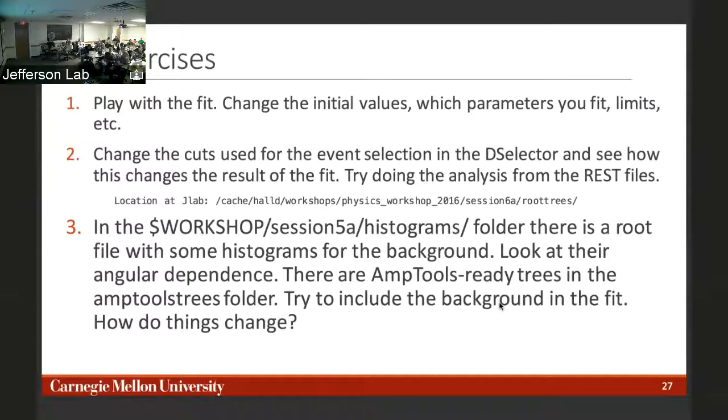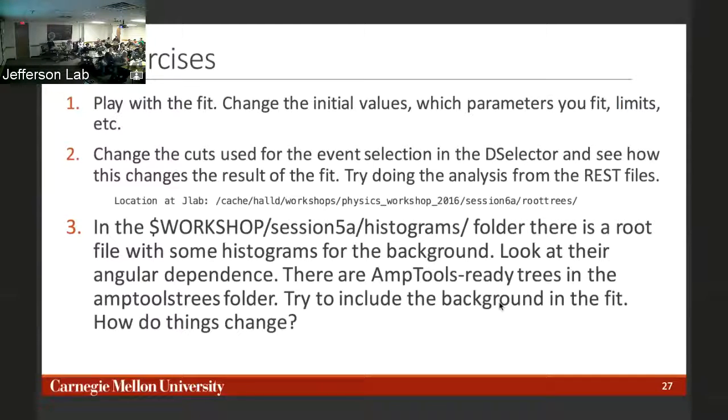So for exercises, just play with the fit. Change these initial values, which parameters you fit, the limits, and see if it makes any difference. Have fun with this, because you have this data and you want to see how the machinery is tweaking your value and whether it has any impact. You could also change the cuts in these event selectors and see whether that changes the results.